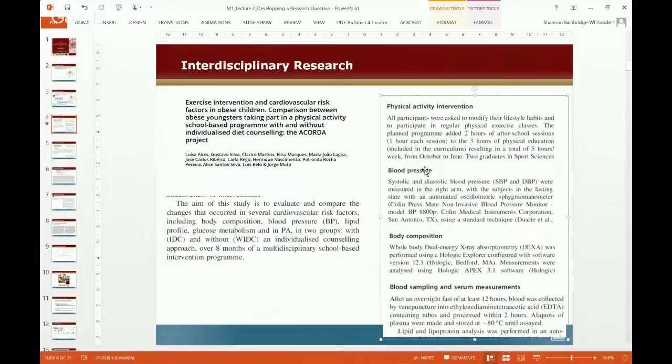If you look over on the right-hand side, this was pulled from the methods section of that paper. You can see that they go through all of the different types of measurements that they're going to do. And again, you can see that this really spans a few different disciplines in regards to the types of expertise you would need to develop a physical activity intervention program, to do the clinical monitoring.